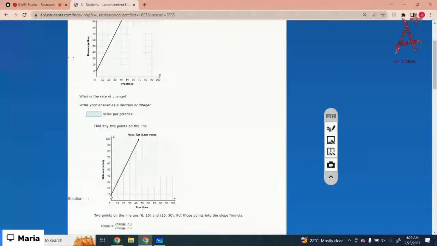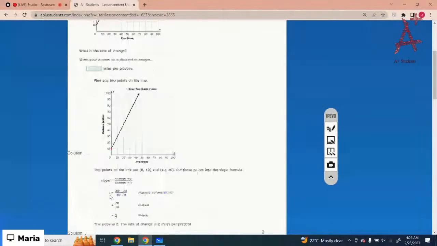Got it? So you have to calculate the rate of change. The rate of change is change in y divided by change in x. So change in y is 30 minus 10 divided by 10 minus 0. It would be 20 over 10. So the slope of the graph is 2. Got it?